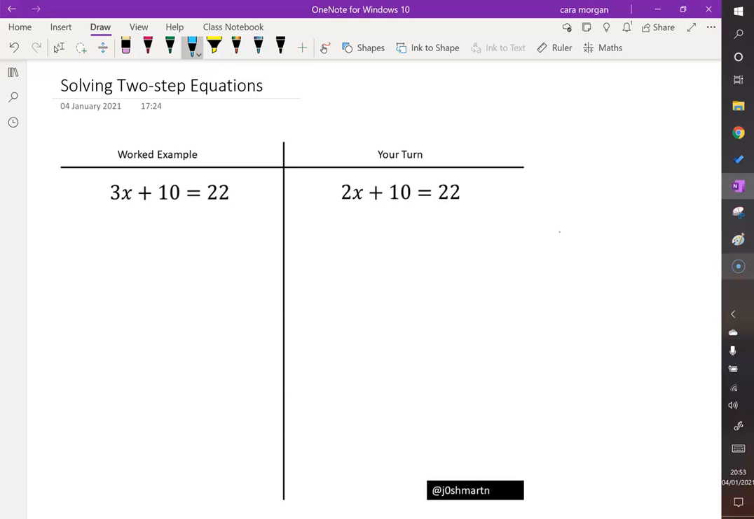Now, because I'm finding x, that's what solving means actually. Let me write that down for you. Solve means to find the value of the variable.